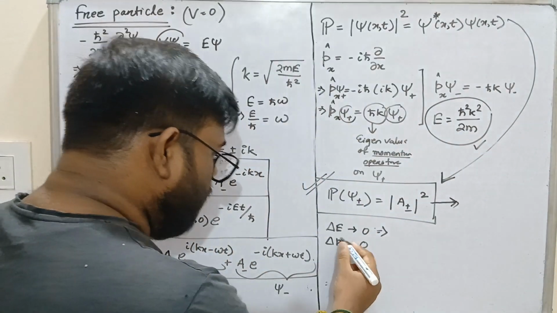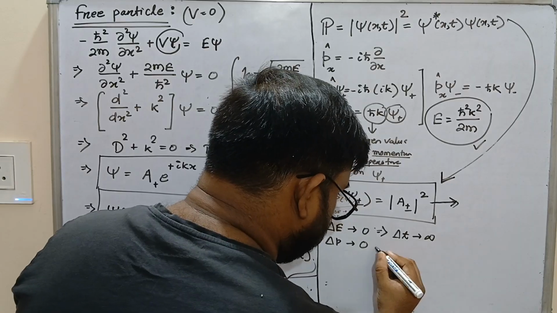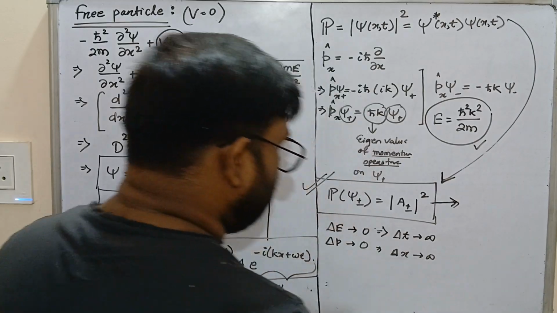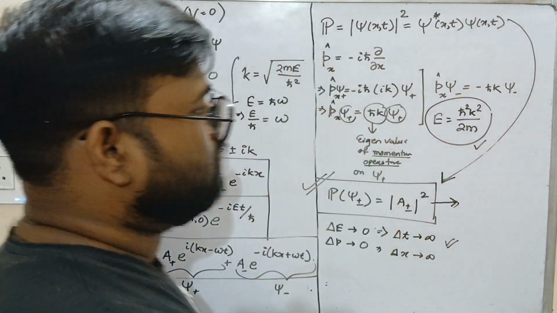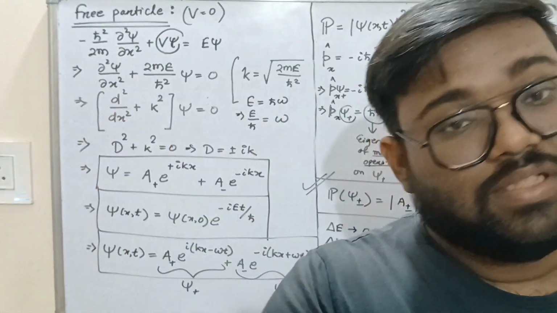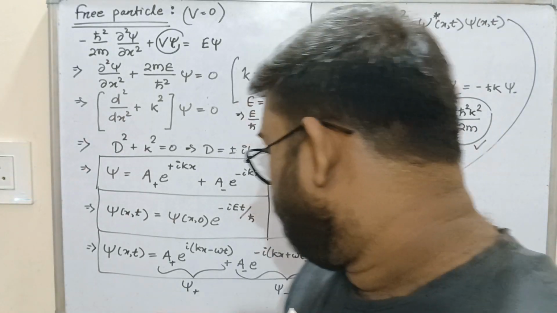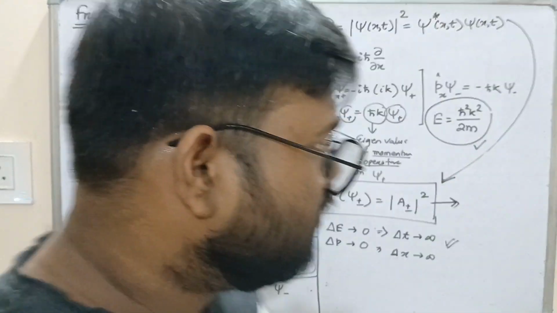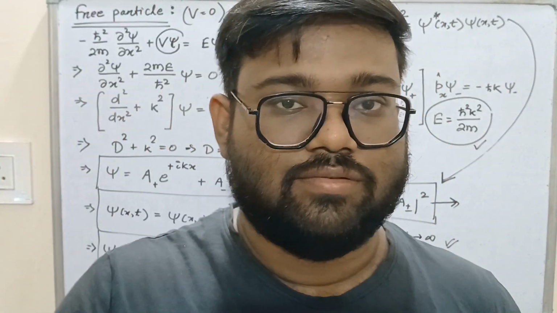Now if they are coming out to be 0, delta T will tend to infinity and delta X will tend to infinity. Can this be possible in a state of our study? It is not. So we have found an equation, but we are seeing this equation doesn't sustain the data which we need.